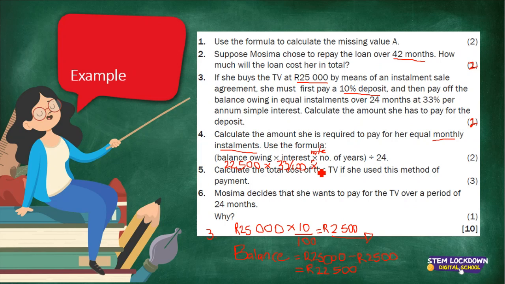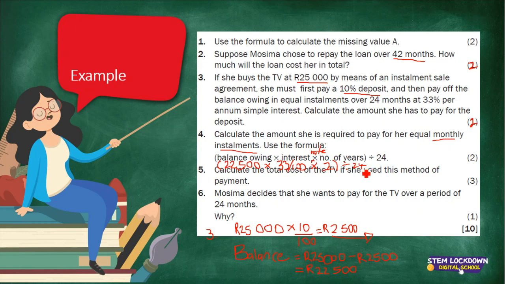How many years? Obviously, over 24 months, it must be 2 years, because 24 divided by 12 is 2, right? All of this divided by 24, and you get your month installment.